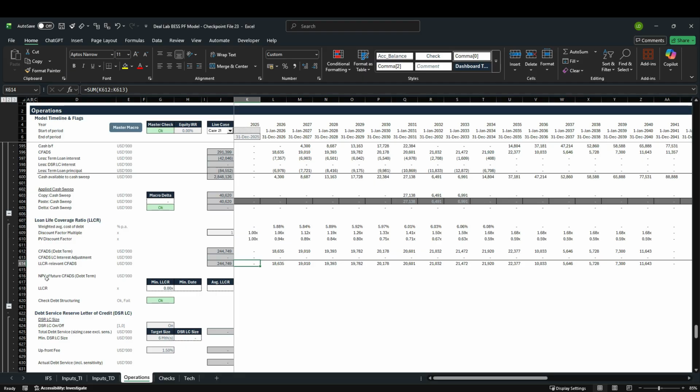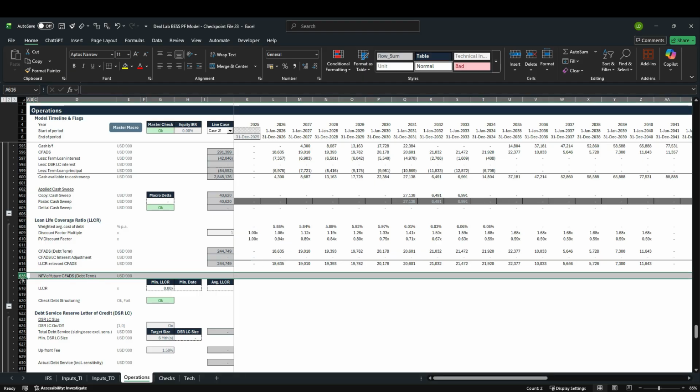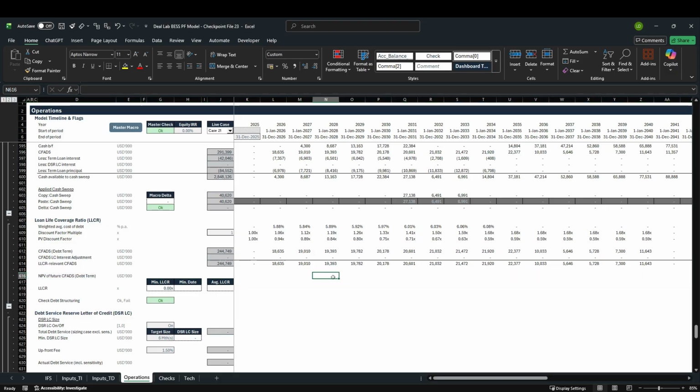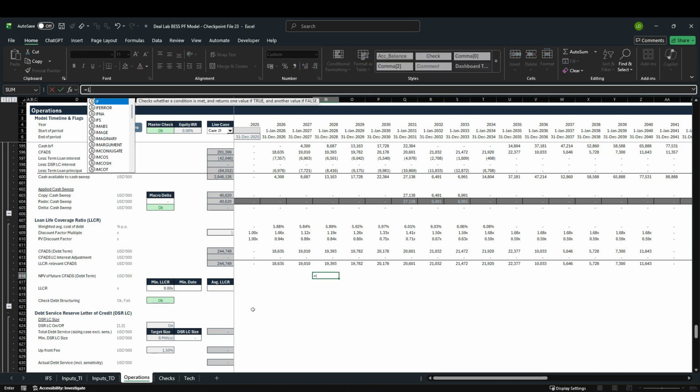And now it's going to be slightly tricky for our NPV of future CFADS for our debt term. So let's implement this formula in a specific period, say 2028. And here we'll have an if error statement again.